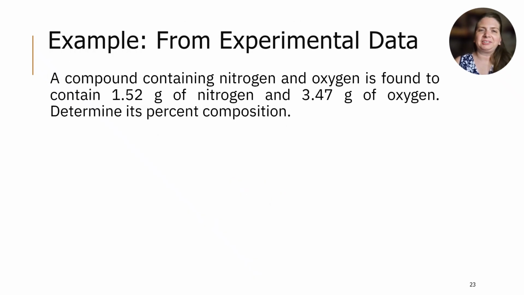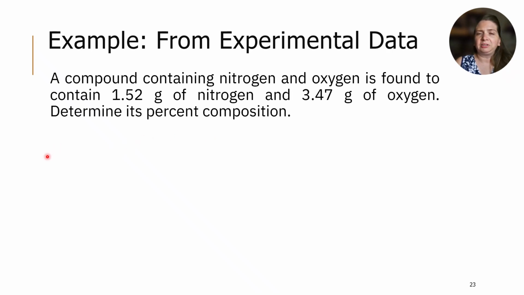Let's begin with an example using experimental data. A compound containing nitrogen and oxygen is found to contain 1.52 grams of nitrogen and 3.47 grams of oxygen. Determine the percent composition of the compound. Notice that we are not given the chemical formula of the compound. Because we do not know the chemical formula, we cannot use molar masses from the periodic table. Instead, we must only use the values provided in the problem.